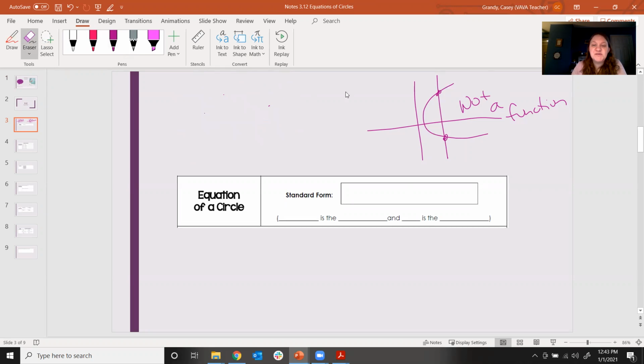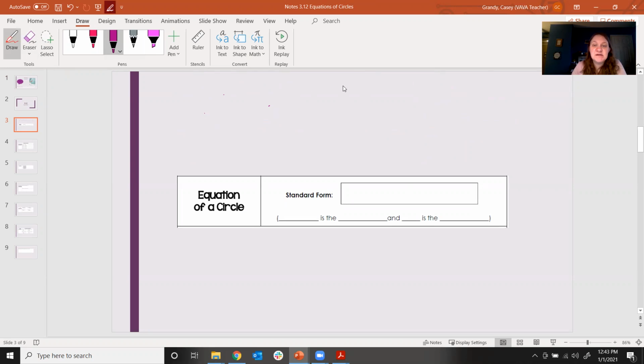Okay, so a circle is not a function. A circle fails that vertical line test. If I graph a circle, you draw a vertical line through it, it crosses twice. So a circle is not a function. So I'll never be able to really write it as a y equals and graph a whole circle. But we can still write an equation for it.